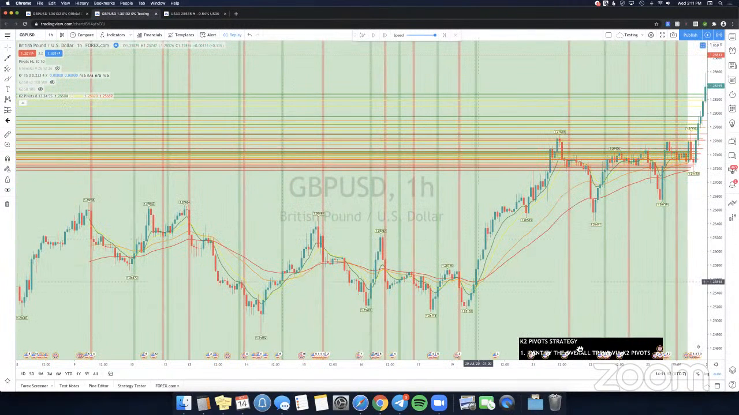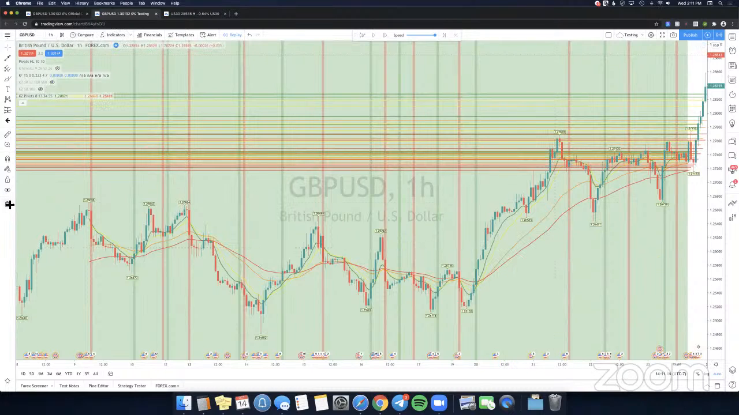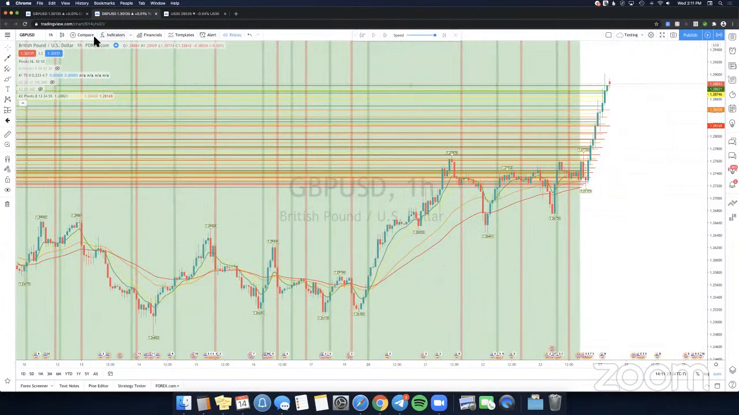Sorry, let me delete this. I don't know what all this stuff is on the chart right here. What the heck? All right, let me restart this. I don't know what happened to the chart here. Let's see. Refresh this.